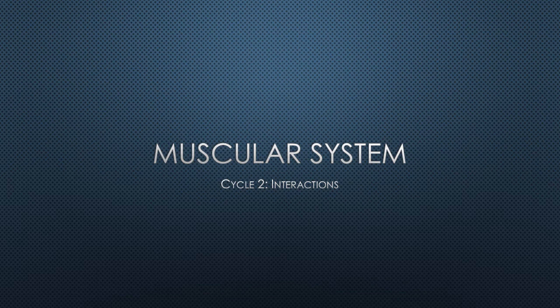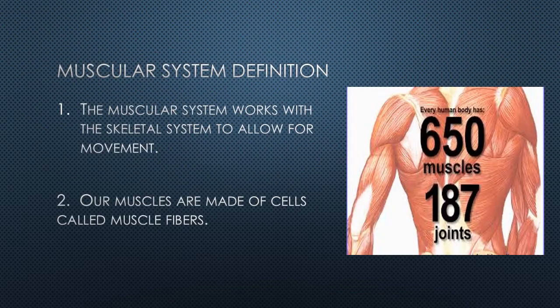Okay, we're onto the muscular system. Cycle 2, interactions, muscular. The muscular system works with the skeletal system to allow for movement. Our muscles are made of cells, which are called fibers. Every human body has 650 muscles and 187 joints that connect each muscle.